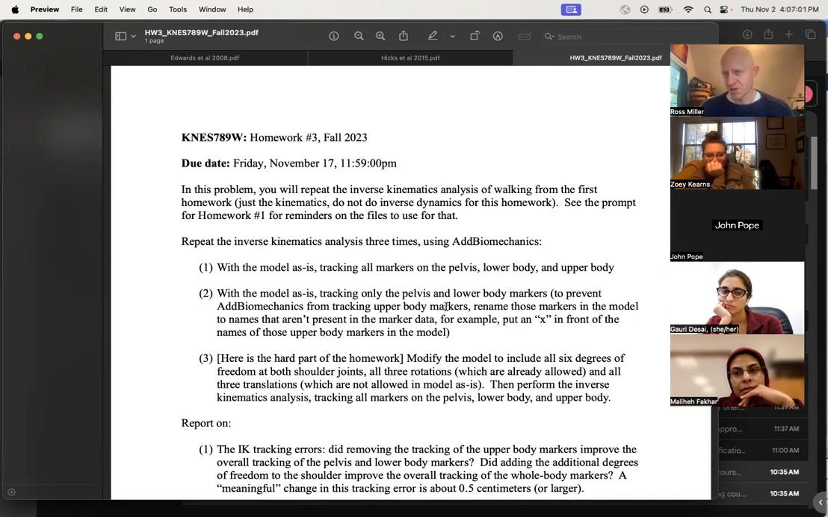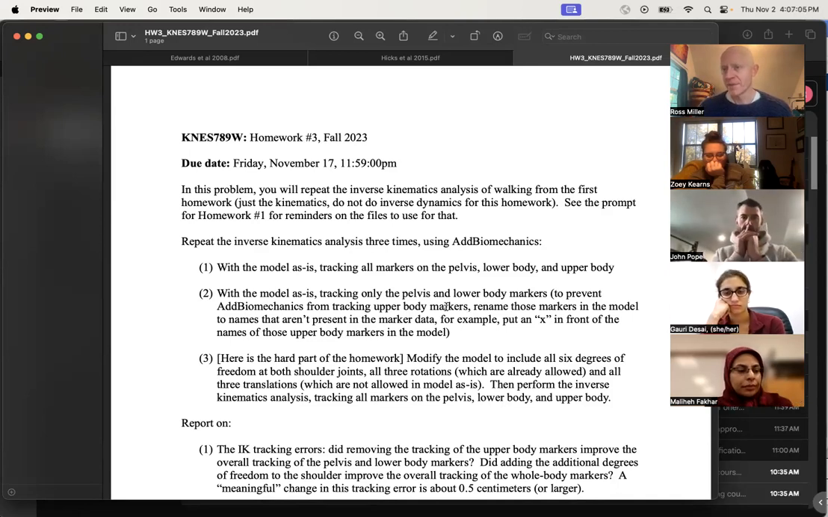So make a version of the model that has all those markers renamed to some name that's not actually in the data, and then repeat the tracking. You should see that it'll track the pelvis and lower body markers still pretty well, but the upper body motion will just be this really weird rigid motion. It won't move those joints at all because it's not tracking them away from the default pose.